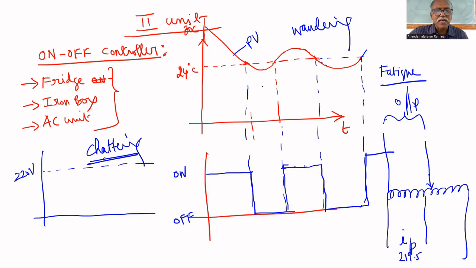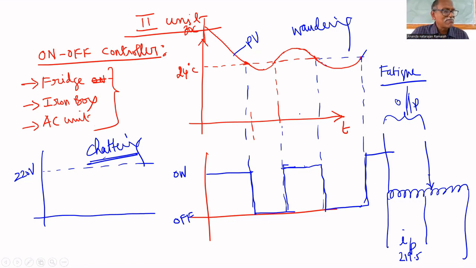So these are the three drawbacks. First one is wandering around the set point. Second one is chattering. And third one is fatigue failure. These are the three drawbacks with the on-off controller. How can we reduce this? How to reduce this chattering and fatigue failure?